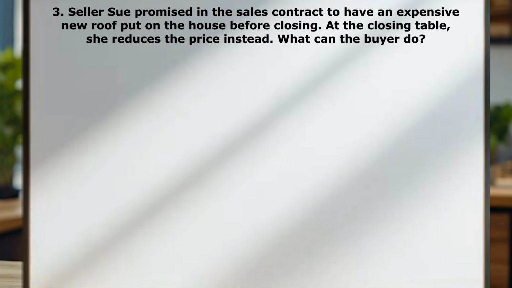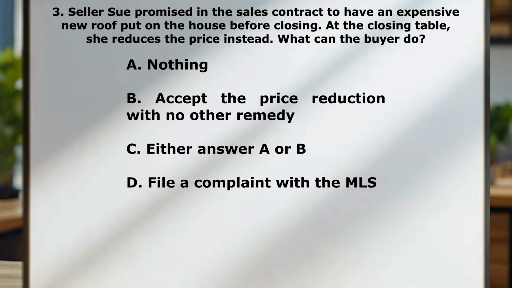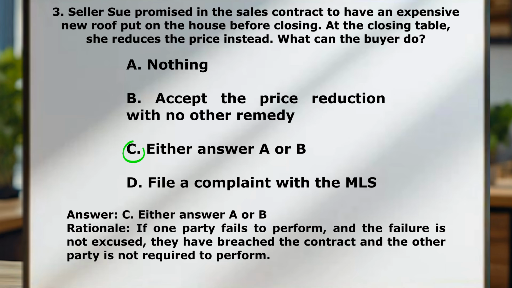At the closing table, she reduces the price instead. What can the buyer do? A, nothing. B, accept the price reduction with no other remedy. C, either answer. D, file a complaint with the MLS. Correct answer here is C.